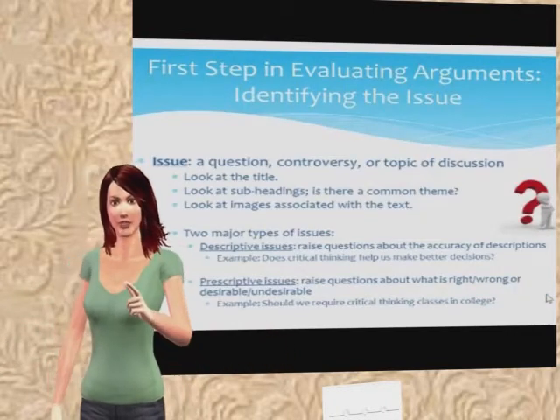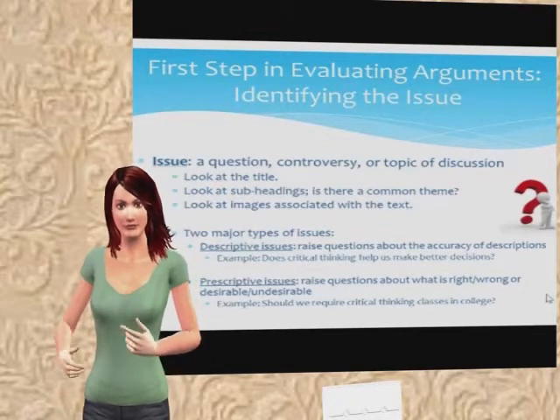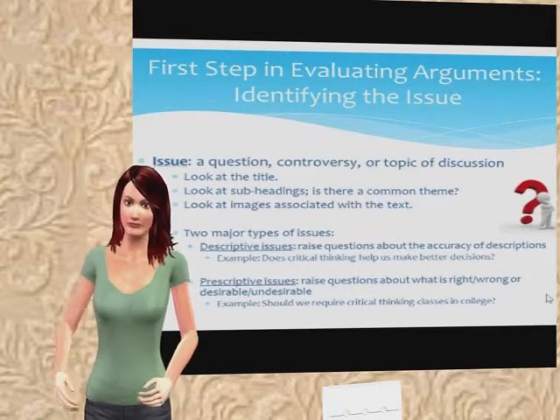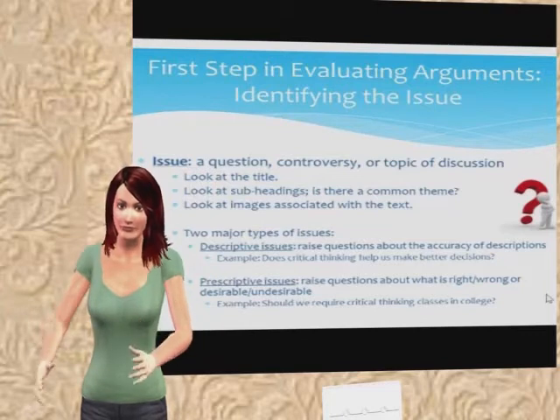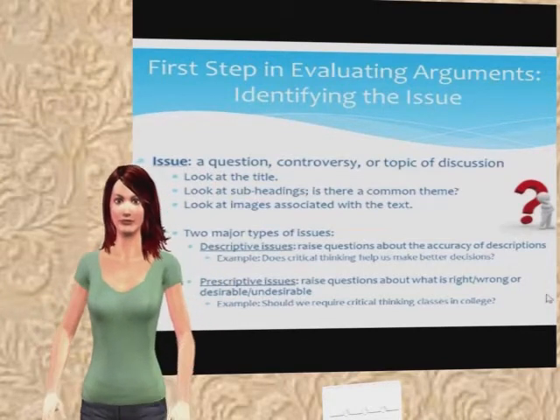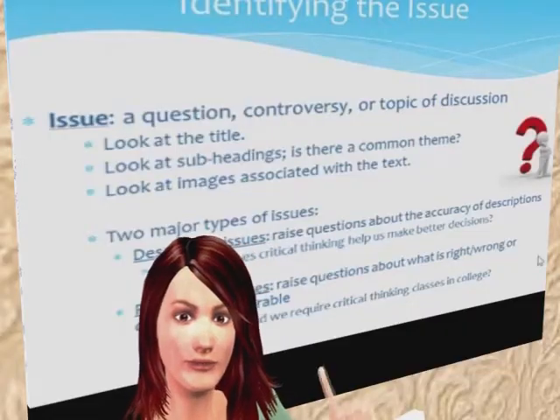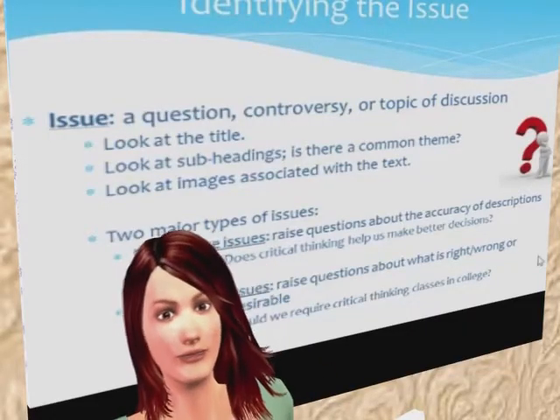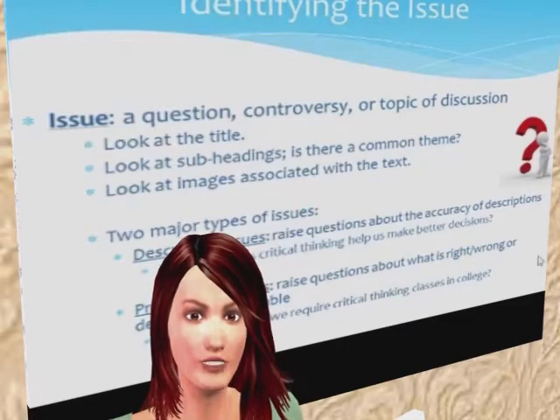So the first step in evaluating arguments as a critical thinker is simple but not always easy, and that is identifying the issue. So first of all, what is an issue? An issue is simply a question, controversy, or topic of discussion that the author is talking about in whatever it is that you're reading or watching.